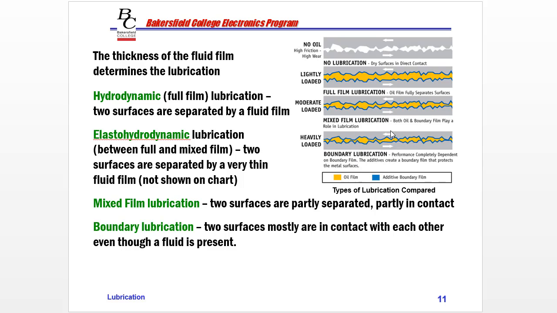And then the boundary lubrication, the two surfaces are mostly in contact with each other, but we have a thin fluid film present. So we consider full, mixed, boundary, and then of course no lubrication. No lubrication would be a detriment to our equipment. We'd have extreme heat, extreme wear loss, lots of friction, and metal-to-metal contact, which is what we're trying to avoid with a lubricant.